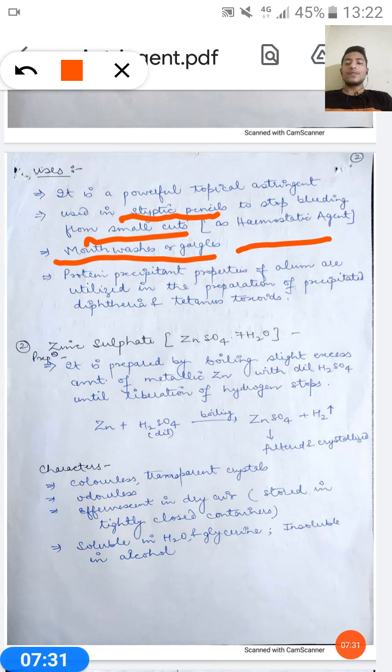Mouthwashes or gargles. As a protein precipitant, the property of alum is utilized in the preparation of precipitated diphtheria and tetanus toxoid. So alum is also used for these properties for diphtheria and tetanus toxoids. Now we have to discuss zinc sulphate. ZnSO4, it has heptahydrate water. Heptahydrate.